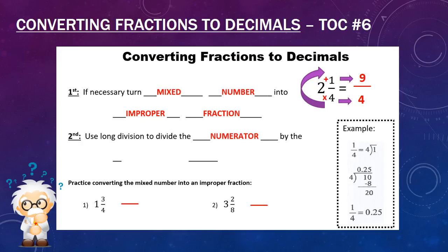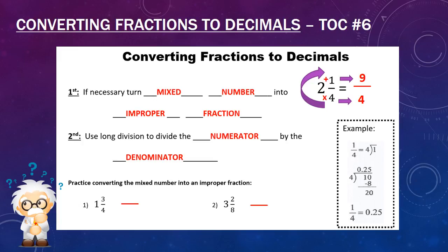Once you've used your magic C to get your improper fraction, you use long division to divide the numerator by the denominator. Now it's important to note that when you do these divisions, because you're starting with a mixed number, you will not have that 0 out front. You're going to have a whole number out front.